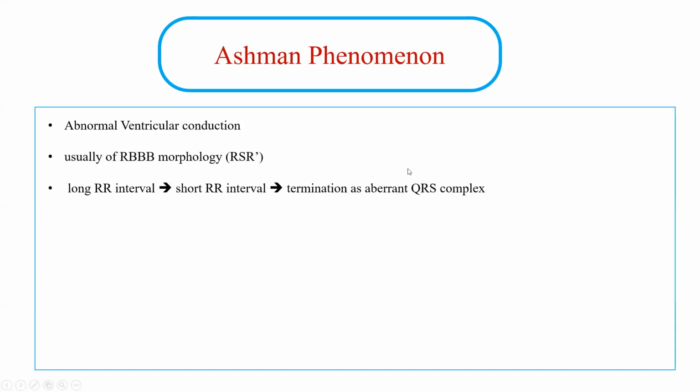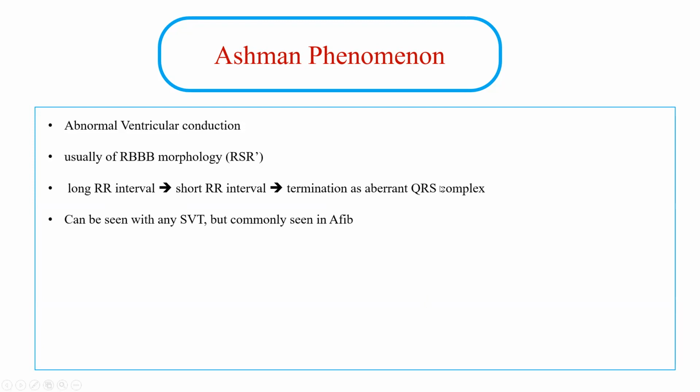Okay, this is the pathophysiology of it. We will talk about it in detail, but basically we will have a long RR interval on the EKG, followed by a short RR interval. At the end of this short RR interval, we will have the apparent ventricular conduction with a right bundle branch block morphology. This will terminate this cycle, and the heart will start another RR interval. So this is the pathophysiology. We'll talk about it in detail.